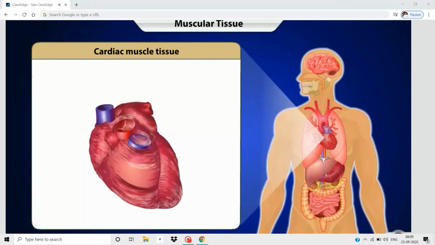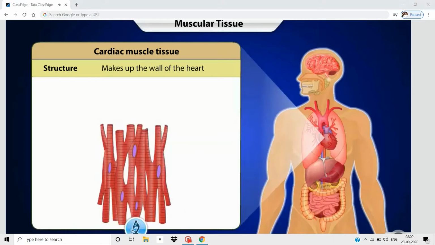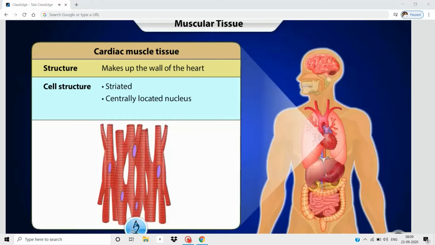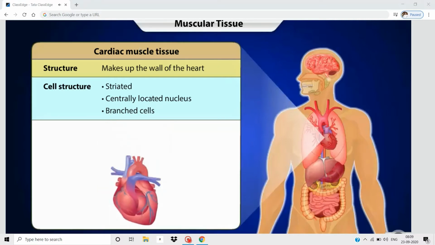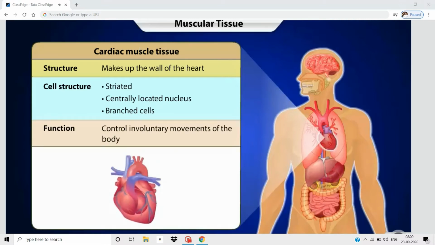Cardiac muscle tissue is involuntary and makes up the wall of the heart. It is not found elsewhere in the body. Cardiac muscle is striated with single central nucleus. The nuclei are centrally located and it takes numerous cells to make up the length of the muscle. However, its cells are branched. Cardiac muscles control the involuntary movements of the body.